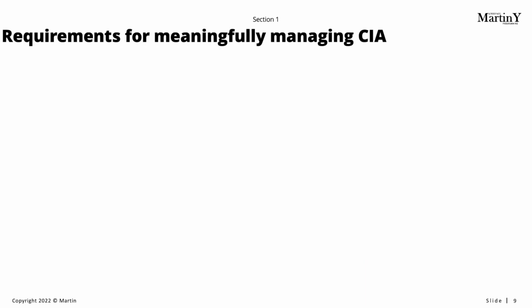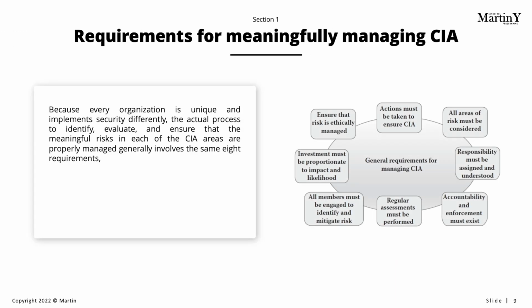Because every organization is unique and implements security quite differently, the actual process to identify, evaluate, and ensure that the risk worth protecting from each of the CIA areas is properly managed involves some requirements. In fact, there are exactly 8 requirements that involve the proper management of a risk. So let's talk a little bit about those.